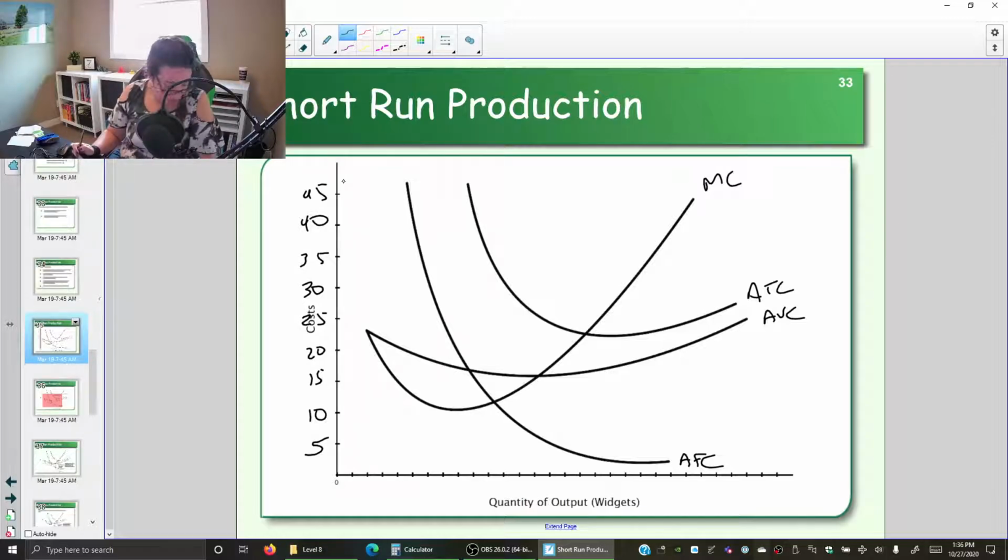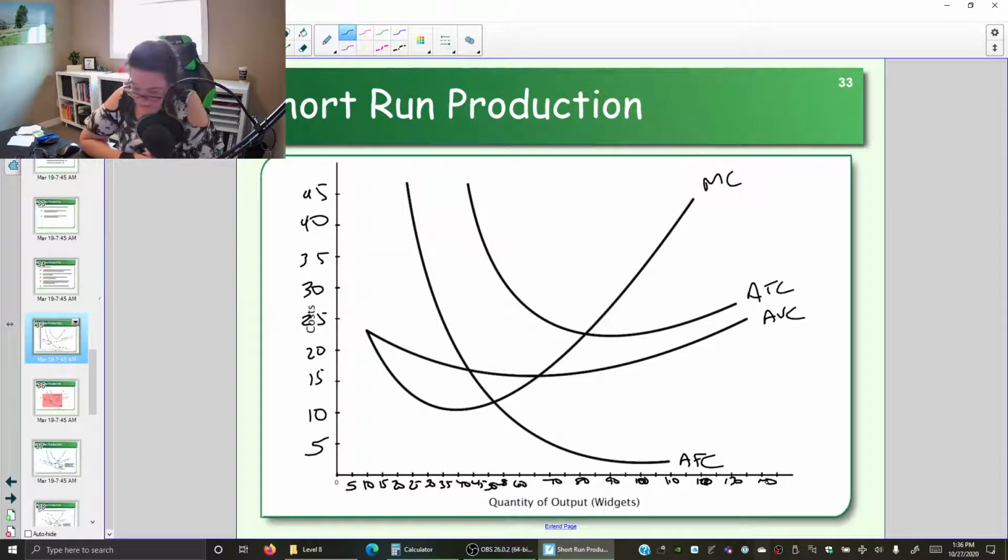Okay, and then on the bottom here, let's do 20, 25, 30, 35, 40, 45, 50, 60, 70, 80, 90, 100, 10, 20, 30. All right, so we've added some numbers, some scale to our graphs. Now let's start looking at some decisions.